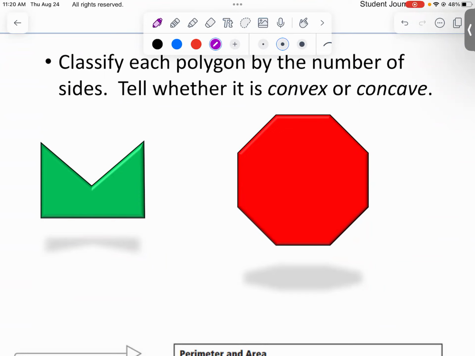So on page 10, I would like you and your elbow partner to together classify this green and this red shape by what kind of polygon it is and whether it's convex or concave. You have 30 seconds. First one's concave, the second one's convex. What if I take the number of sides? 1, 2, 3, 4. 5 sides.